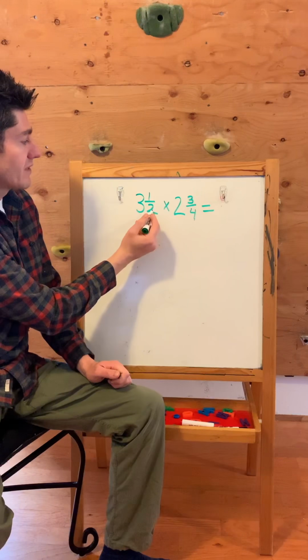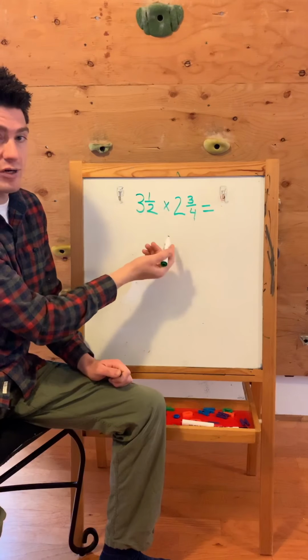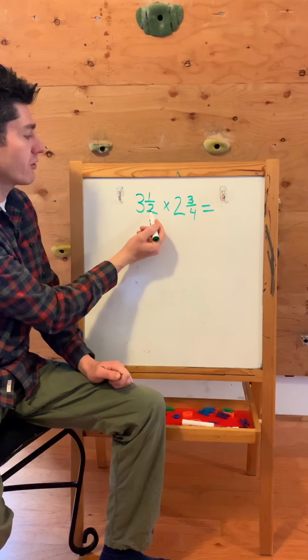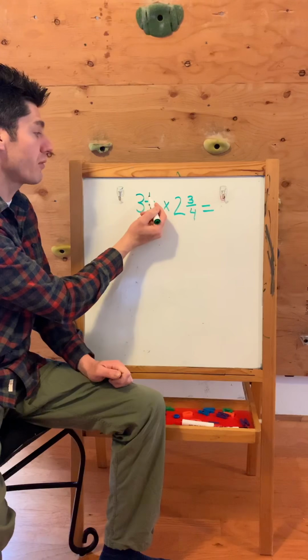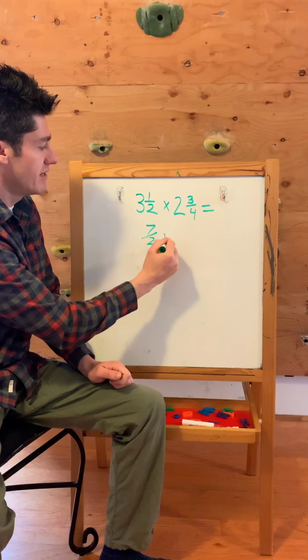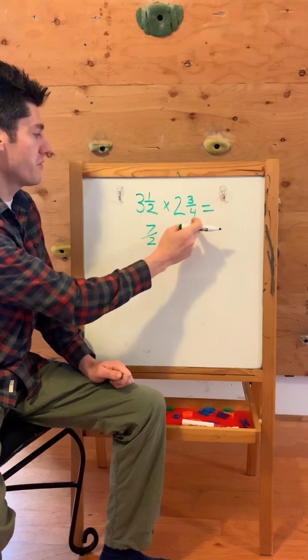3 1/2, to make that into an improper fraction, we know we need our denominator times our whole number. Remember, we're making that triangle. 2 times 3 is 6, plus 1 more is 7. It was always over 2. 7/2 times 2 3/4 is our mixed number.